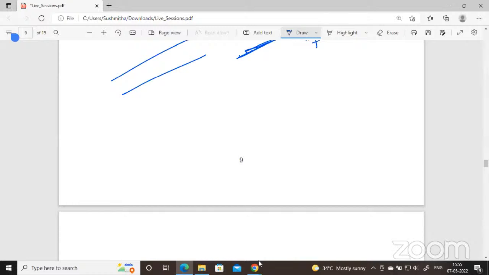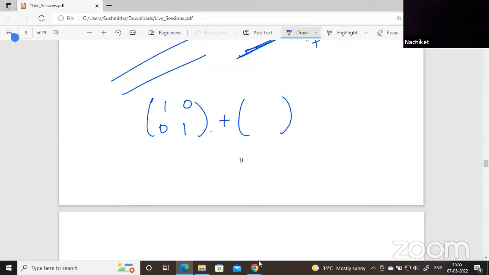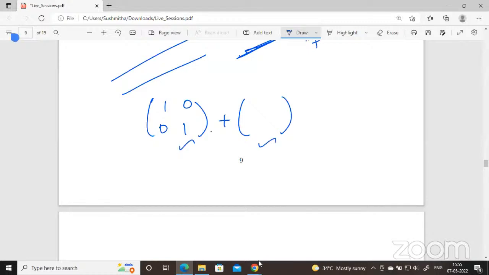No, ma'am, I don't have such one. Quickly think and tell. Simple examples. Take one matrix to be this. Think of another matrix such that determinant of this plus determinant of this is not equal to determinant of A plus B. Ma'am, you have talked about if a matrix square equals the matrix. So you answer this first.